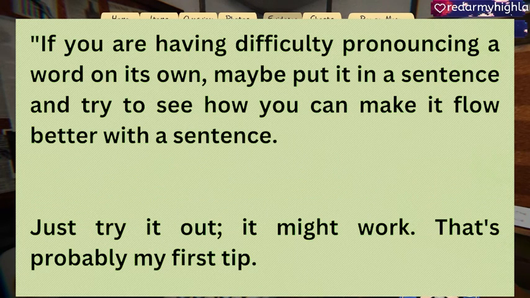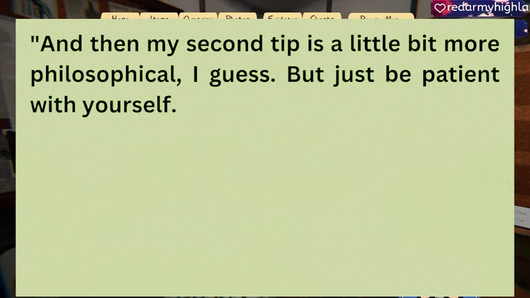If you are having difficulty pronouncing a word on its own, maybe put it in a sentence and try to see how you can make it flow better with a sentence. Just try it out. It might work. That's probably my first tip. And then my second tip is a little bit more philosophical, I guess. But just be patient with yourself.